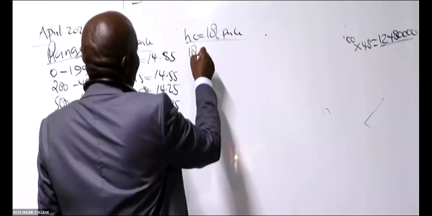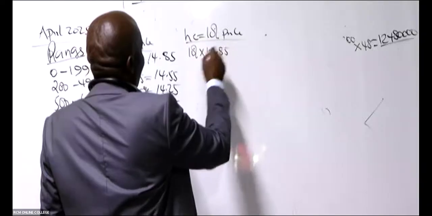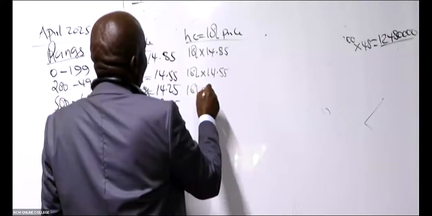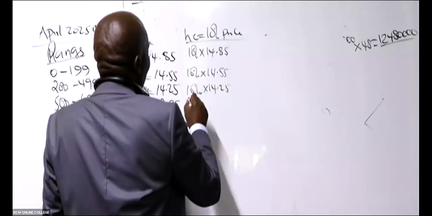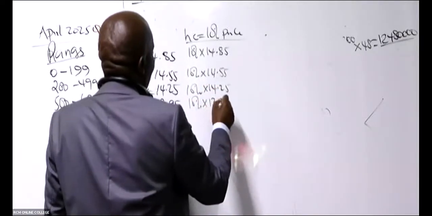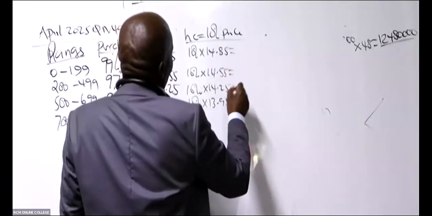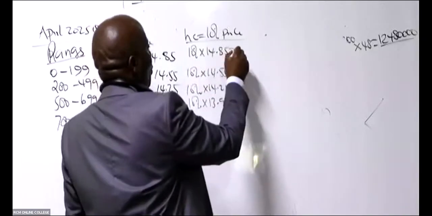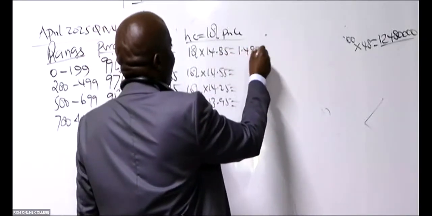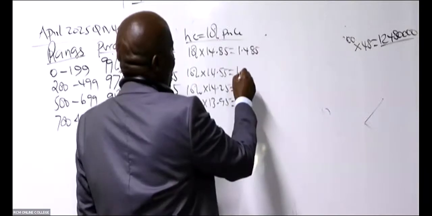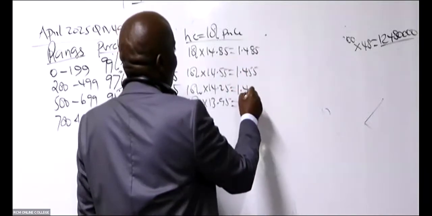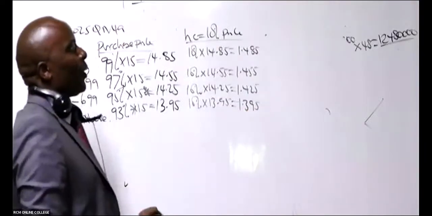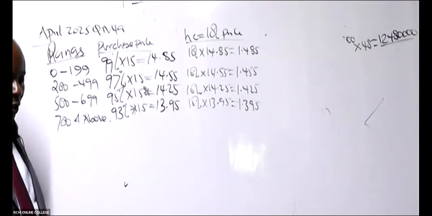So this will be 10% of 14.85. 10% of 14.55. We have here 10% of 14.25. We have 10% of 13.95, like that. So this one, I don't need anybody's calculator because I'm able to tell that this will be 1.485. This will be 1.455. This will be 1.425. This will be 1.395, like that.